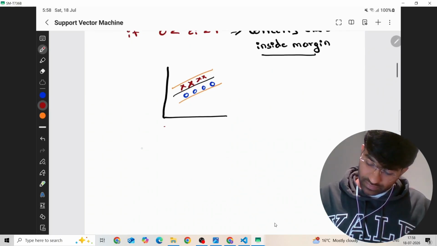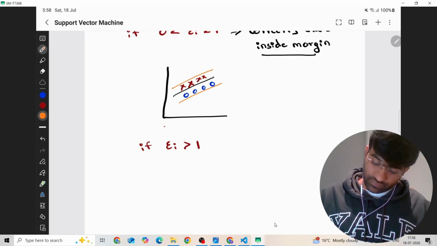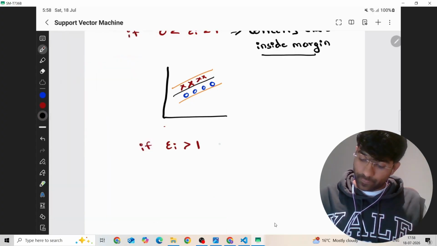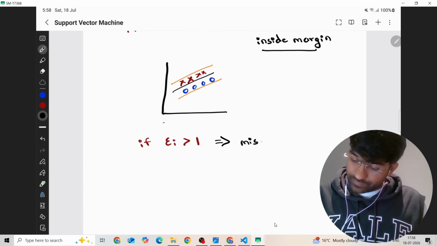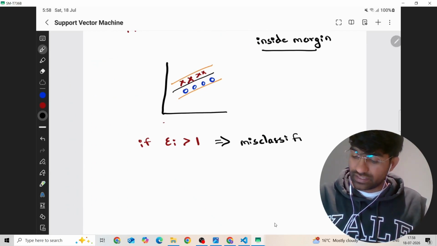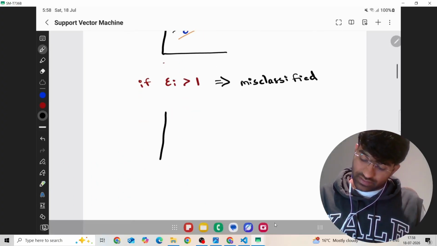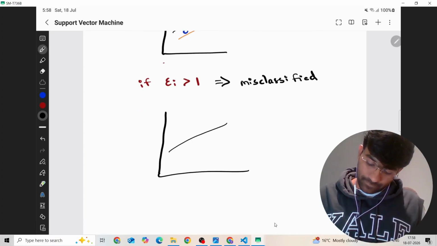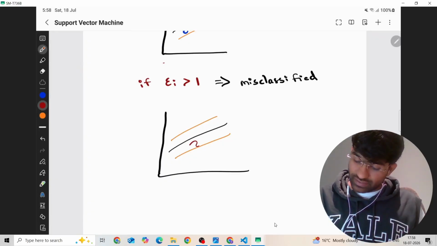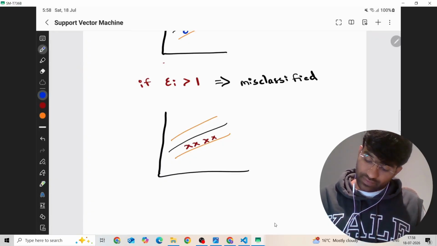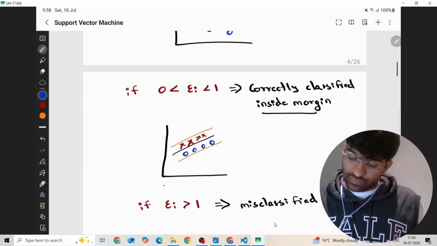And third condition, if error is greater than 1, this means misclassified, very high error. That means data is completely misclassified. What will be the diagram for this? Data is misclassified. See, X is here and 0 class is here.